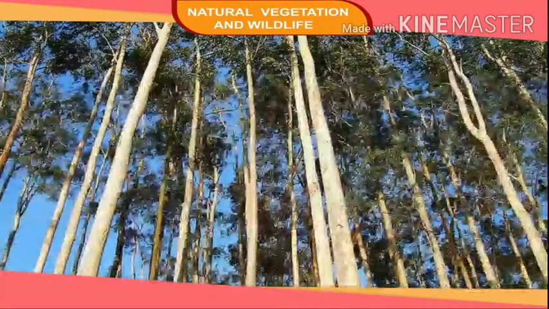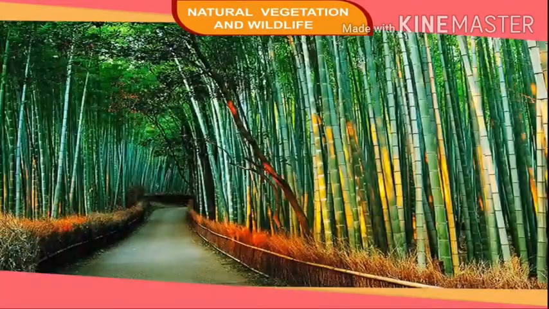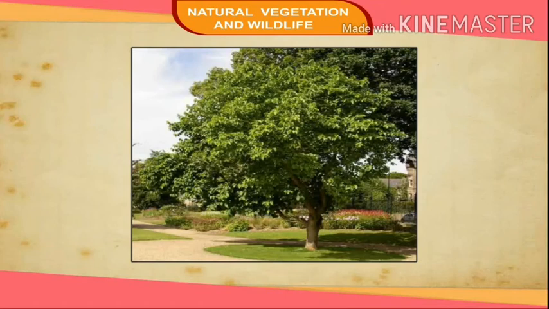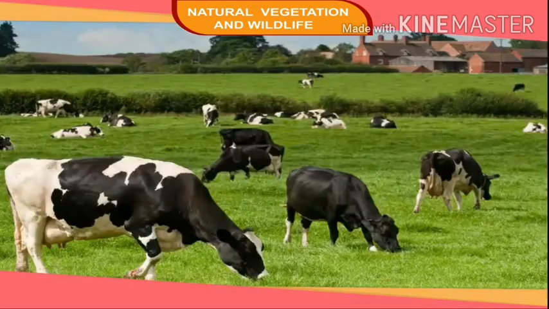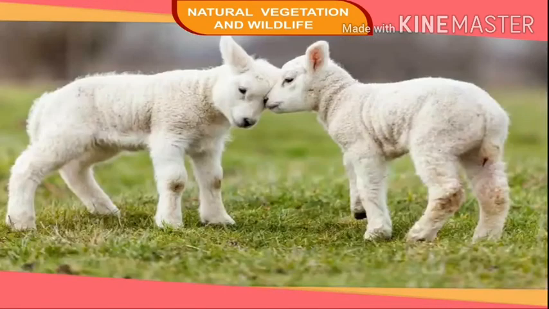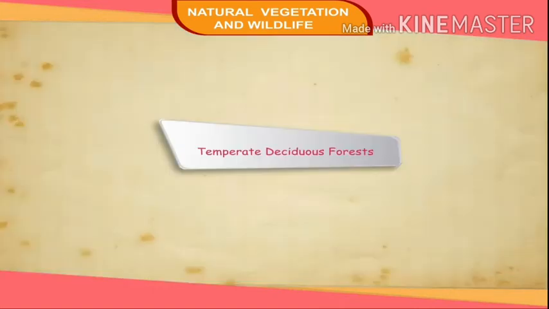Important species of trees are pine, oak, eucalyptus, bamboo, and mulberry trees. Inhabitants of these regions rear cattle, pigs, and sheep. These animals provide meat, wool, etc. The main areas are the southeastern USA, southern China, and southeastern Brazil.